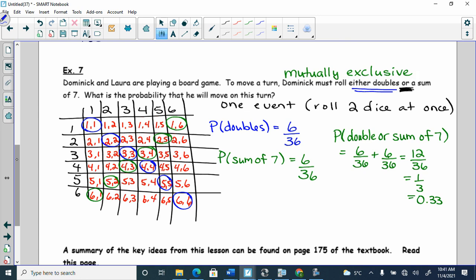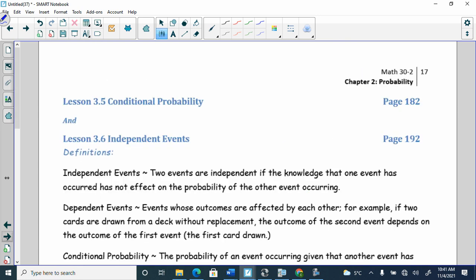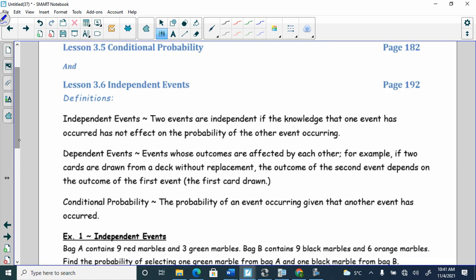Independent and dependent. So it's 2 events happening at once. So we're going to flip over. Independent and dependent. So it's 2 events happening. And are they independent or are they dependent? So 2 events happening could be I take out 1 card and I take out another card.